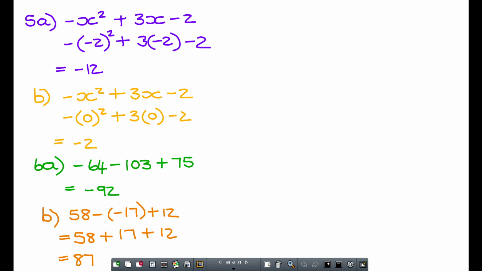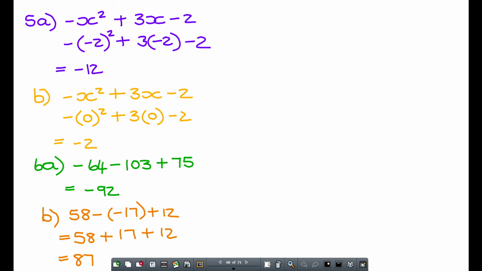At number 5, they said calculate the value of the expression when x is minus 2. We said very important, whenever we substitute, please use brackets. Otherwise, it is going to be completely wrong. Right. Any questions at 5?